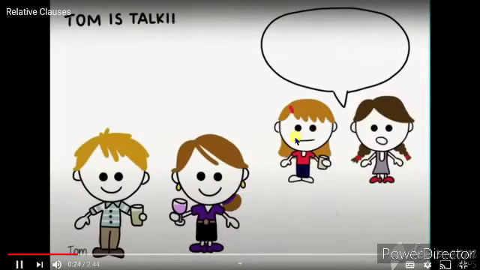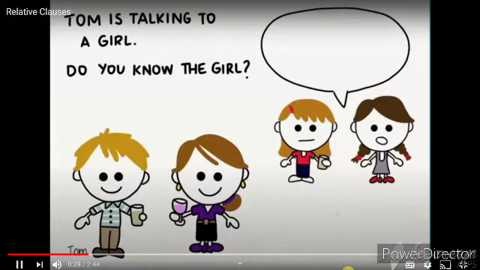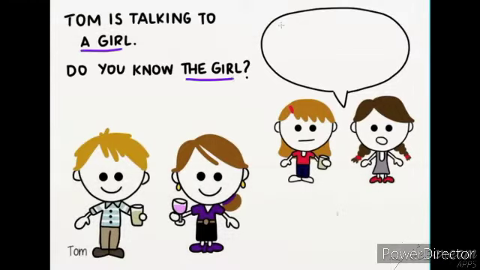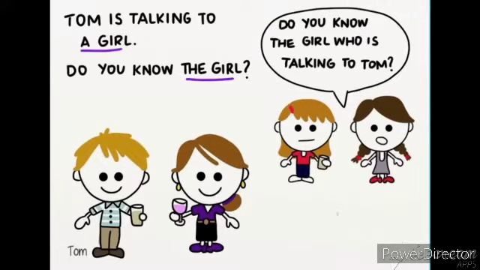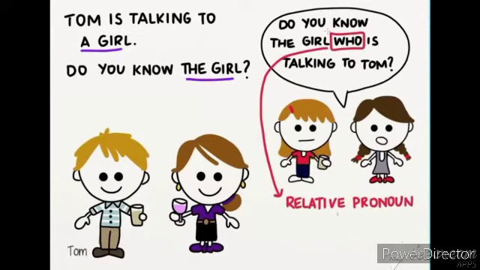Let's look at this example. Tom is talking to a girl. Do you know the girl? Instead of repeating a girl and the girl twice, instead we can say, do you know the girl who is talking to Tom? Who is a relative pronoun. Who is talking to Tom is a relative clause.